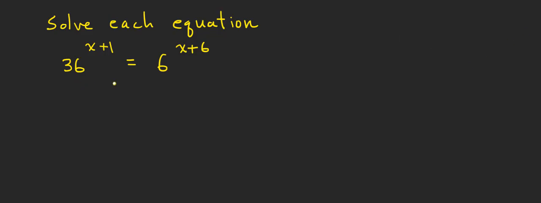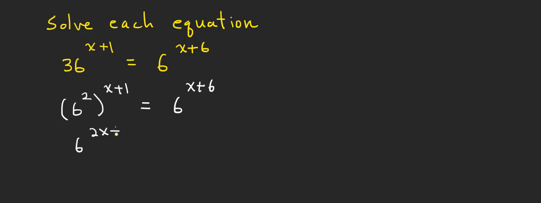So in order to solve these equations, first, the base is different, so we need to have the same base. Let's try to make it in terms of 6. So this will be 6 squared, to the power of x plus 1, equals 6 to the x plus 6. And then you have exponents next to each other, so you've got to distribute the 2. You get 6 to the 2x plus 2 equals 6 to the x plus 6.